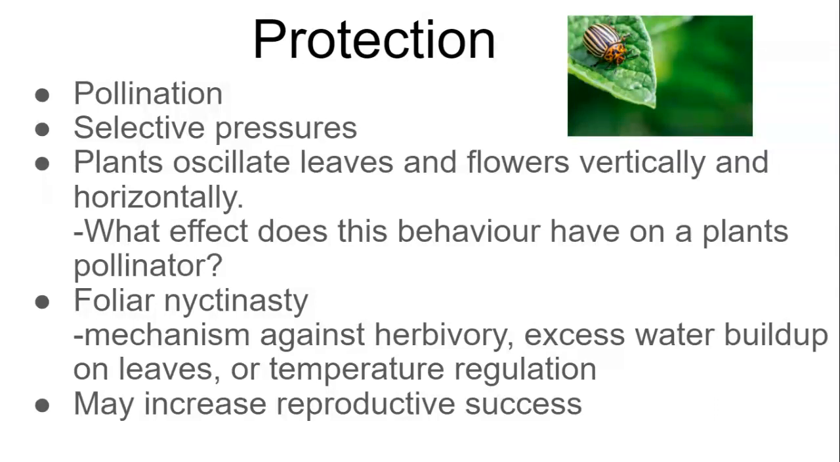Foliar nycticity is the ability to oscillate leaves in different directions that may serve as a competitive advantage against herbivory, excess water buildup on the leaves, and as a regulator for temperature. During the daytime, plants with foliar nycticity orientate their leaves horizontally, which maximizes photosynthesis in the leaf. Vertically pointed leaves occur during nighttime hours, which may serve as protection against nocturnal predators.